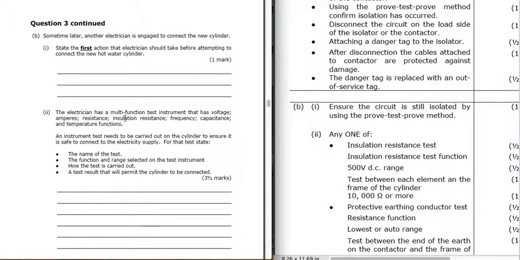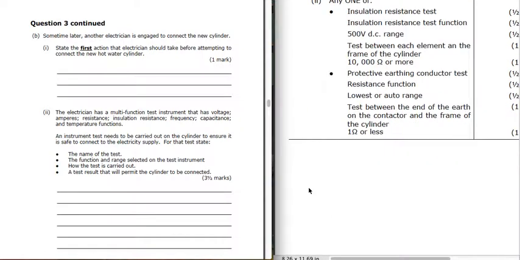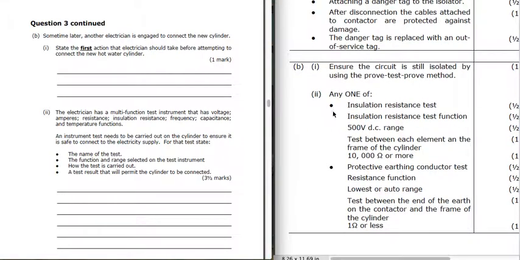The electrician has a multifunction test instrument that has all those. It's got insulation resistance there, so it is an insulation resistance tester. We're going to make sure that it's safe to connect to the supply. So what test can he carry out? Now they've given you in the model answers any one of. So you've got insulation resistance test and protective earthing conductor test. I would always be going for the insulation resistance test.